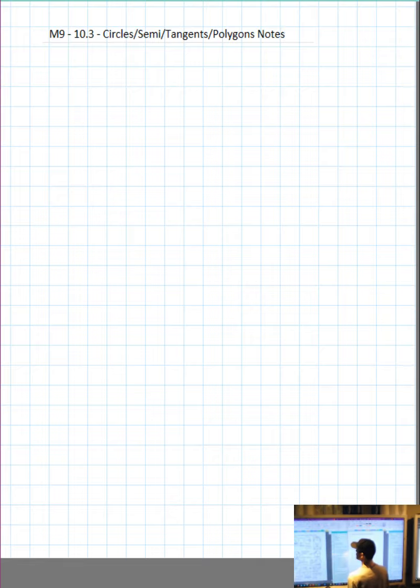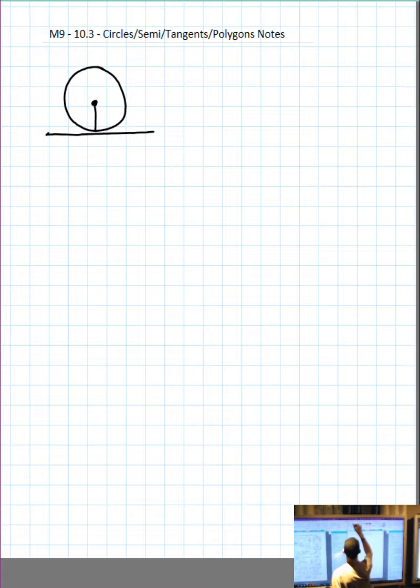Okay, let's take a look at some more circle rules. Let's take a circle and draw a radius going straight down and draw what's called a tangent. It has to hit it perfectly and it has to be perfectly flat. I'm using a digital screen, but you could try a ruler.